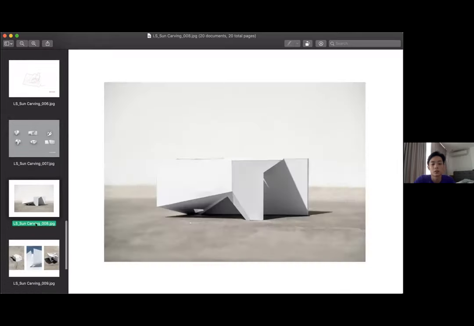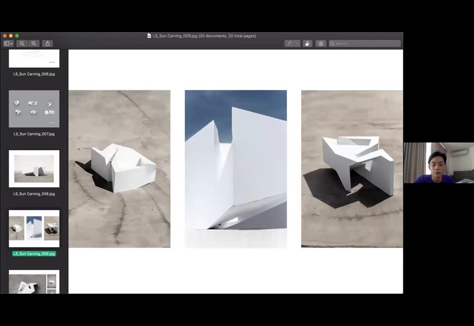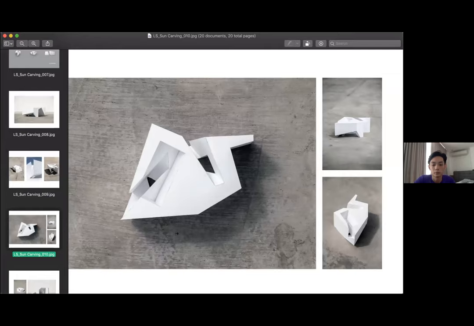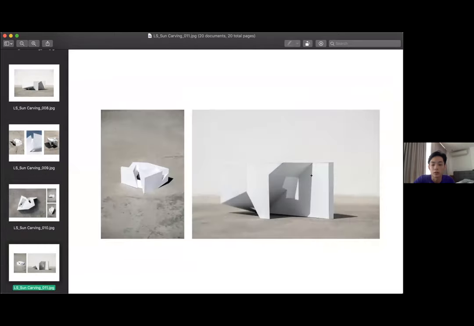So this is the actual model. This is how the light goes through the top going to the ground floor. Also here. This is the top view. Some other views. And here.